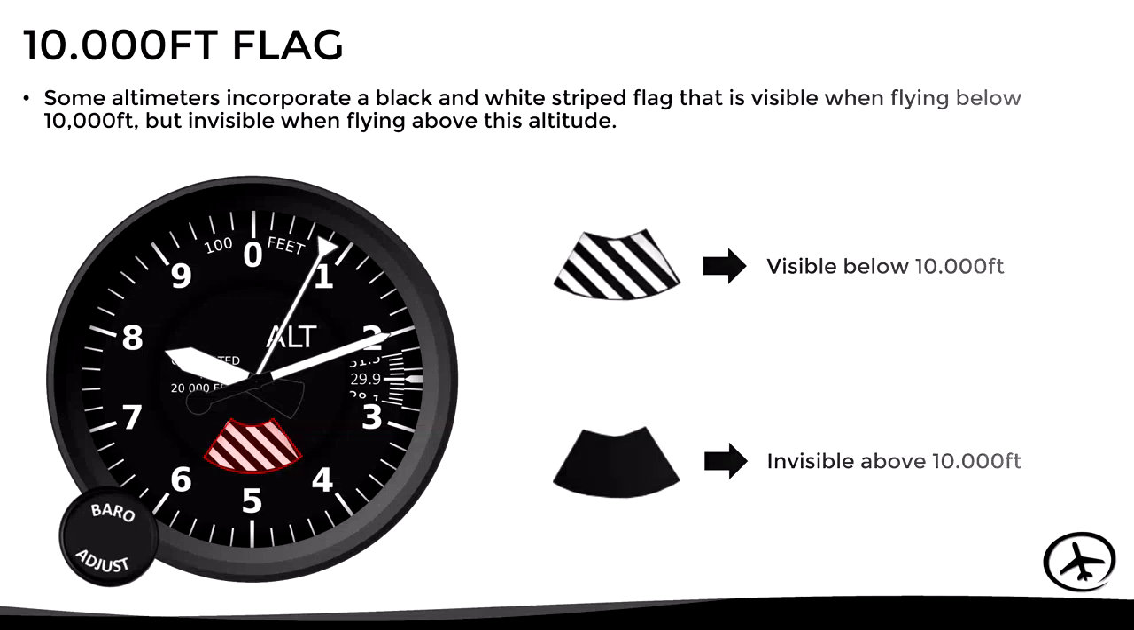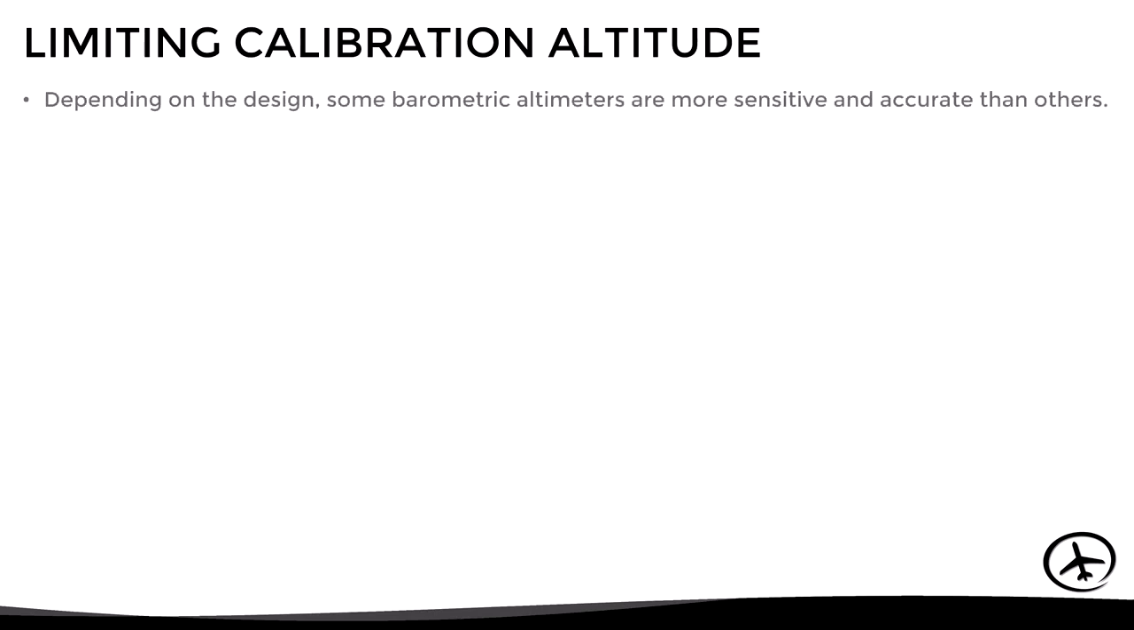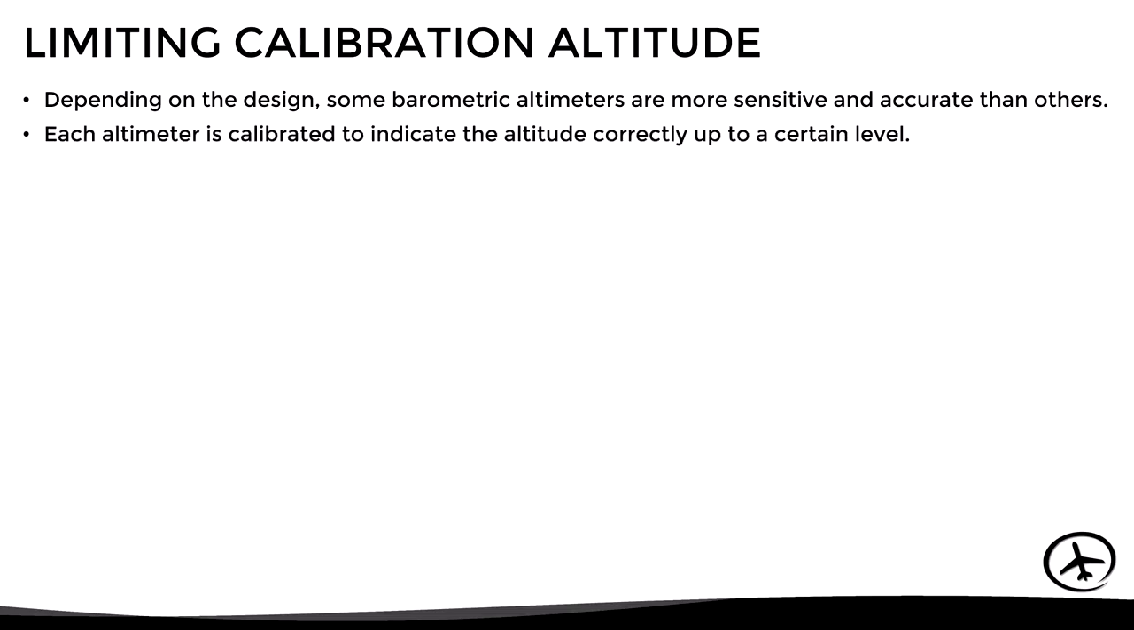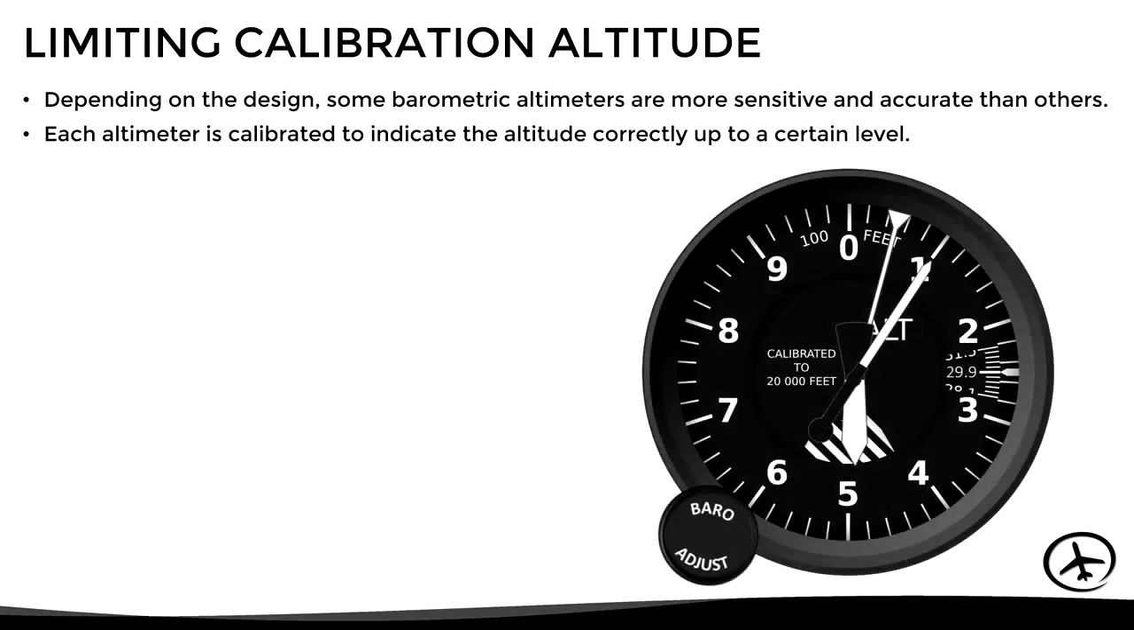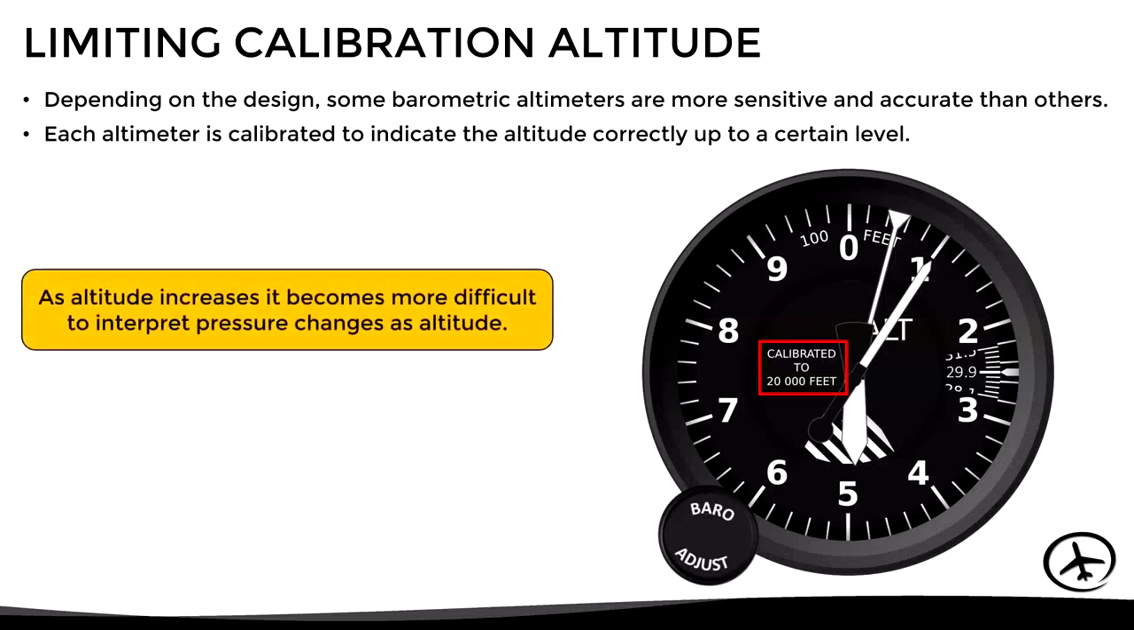The other thing to take into account is that each altimeter has a certain maximum calibration altitude. Since some barometric altimeters are more sensitive and accurate than others, each altimeter is certified to measure the altitude correctly up to a certain level. In this particular example, we can read in the dial that this altimeter is calibrated up to 20,000 feet. So if the aircraft climbs above 20,000 feet, the altitude reading may have significant errors. This happens because as the pressure reduces with altitude, it is more difficult for the altimeter to sense correctly the changes in pressure and interpret them as changes in altitude. This is why some altimeter designs are more accurate than others.